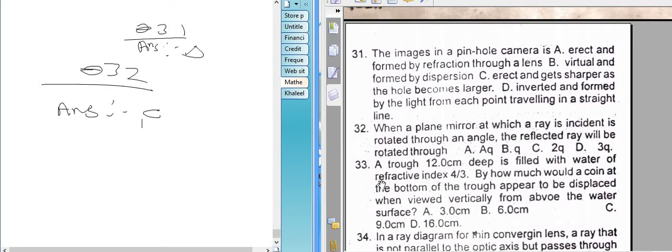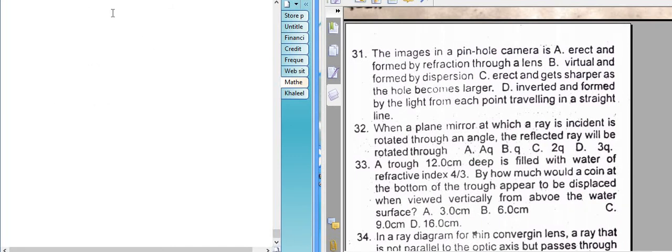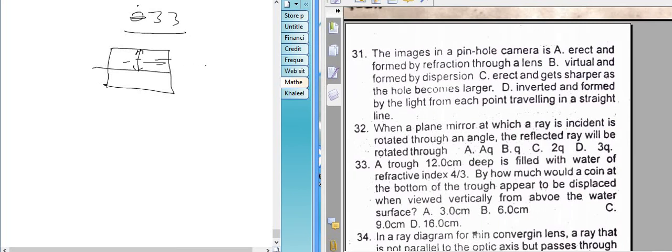So question 33, a trough 12 centimeter deep is filled with water of refractive index 4/3. By how much will a coin at the bottom of the trough appear to be displaced when viewed vertically from the above surface? So this is a computational question, so we need to have a solution. We have the data of the question. Let's have a simple diagram. We have the total distance, which is 12 centimeter, and a refractive index of 4/3, that is water.